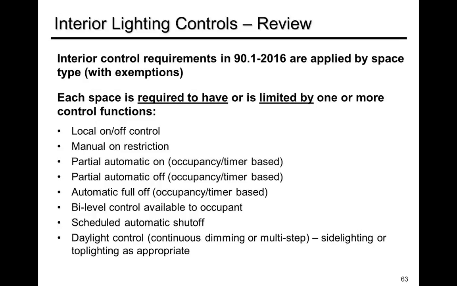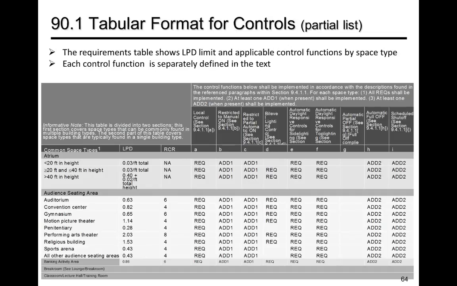There are a lot of products that meet those criteria. So the functions that are available, not all are required everywhere, but the functions that are available include local on-off control, manual on restriction, meaning that in some spaces the occupant needs to turn the lights on. They can't be automatically on. There are partial automatic on, partial automatic off requirements in some spaces based on, in a lot of cases, safety requirements where you don't want the lights to go off 100%. You have some automatic full off requirements in some spaces. Bi-level control, scheduled automatic off is sometimes an option. And of course, there are daylighting controls, again, based on when you have daylight capability. And all of these are described in the standard.